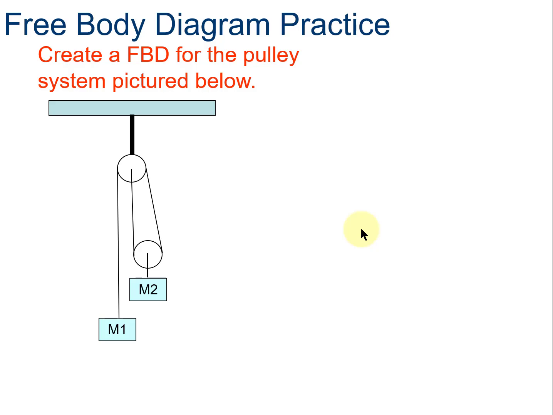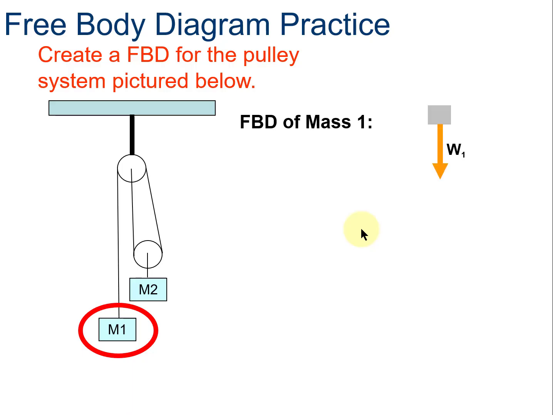Okay, how about the pulley system here? I think we've studied these before. So the free body diagram of mass 1, it's very simple. We have our generic object. We have a weight W1 of mass 1, which pulls straight down, and then we have the force of tension, F sub t, pulling back, keeping it from just falling. So that's the free body diagram of mass 1.